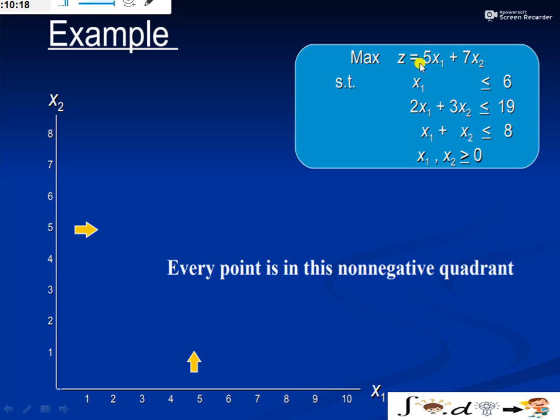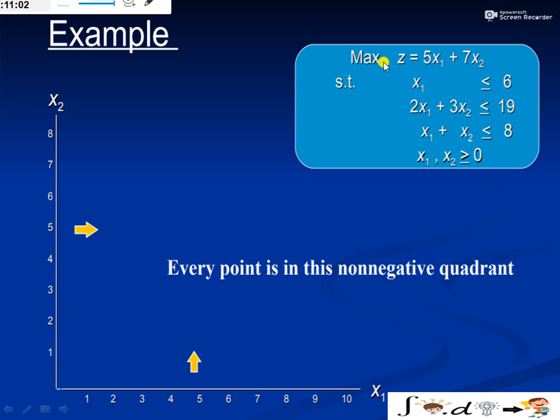Maximize Z is equal to 5x1 plus 7x2. यानी कि x के रिप्लेस पर x1 है और y के रिप्लेस पर यहाँ x2 है. Such that x1 is less than equal to 6, 2x1 plus 3x2 is less than equal to 19, x1 plus x2 is less than equal to 8, and x1 is greater than 0, x2 is greater than 0. यानी कि ये जो इनइक्वालिटीज हैं, इसका ग्राफ ऑलरेडी आप लोगों ने 11th क्लास में ड्रॉ किया था. मेनली हमने Z is equal to 5x1 plus 7x2 को मैक्सिमाइज करना है.